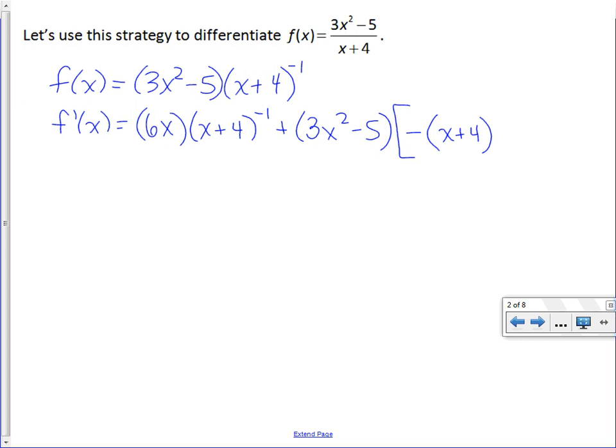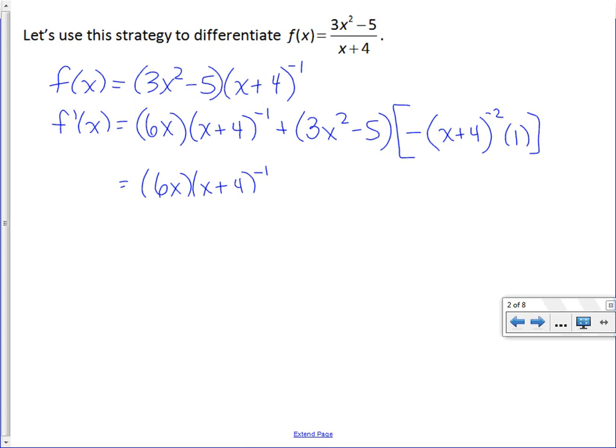What's the new exponent? This is where people mess up the most. They forget about this exponent. To the -2 times derivative of inside. Derivative of inside here is kind of boring, but still write it. 1. There it is. There's my product rule. So I have 6x times x plus 4 to the -1.